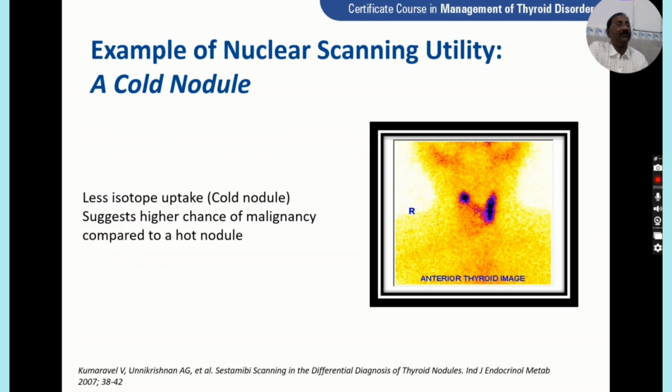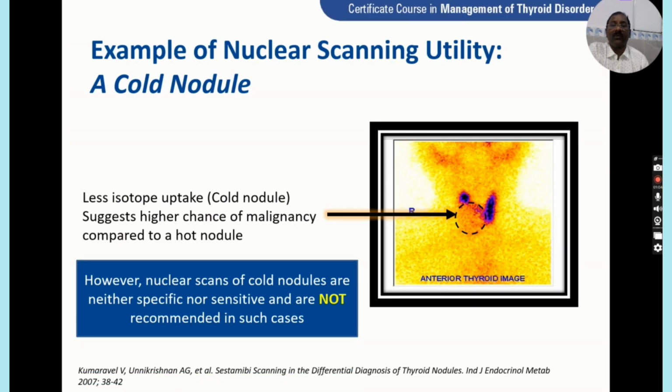Definitely. See the uptake. Which side is higher, which side is lower? The defect is in the right lobe. Less isotope uptake: cold nodules have a higher chance of malignancy compared to hot nodules. The left lobe is normal, but in the right lobe the uptake is very low. That is called a cold nodule. The cold nodule is more dangerous, more likely a malignant nodule.